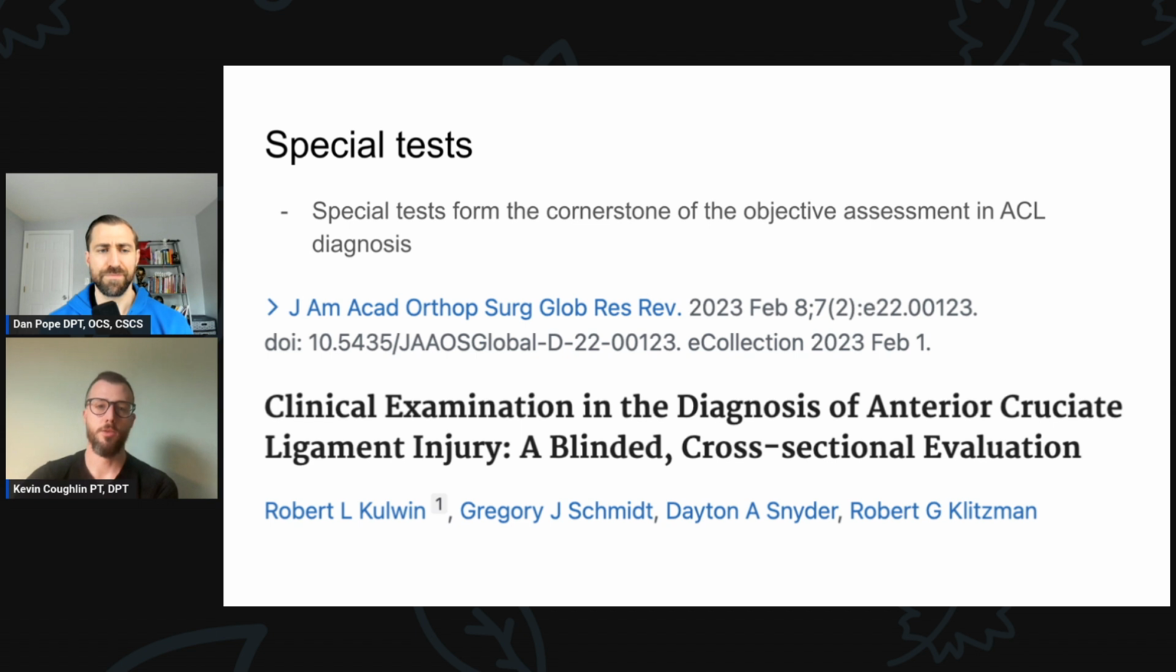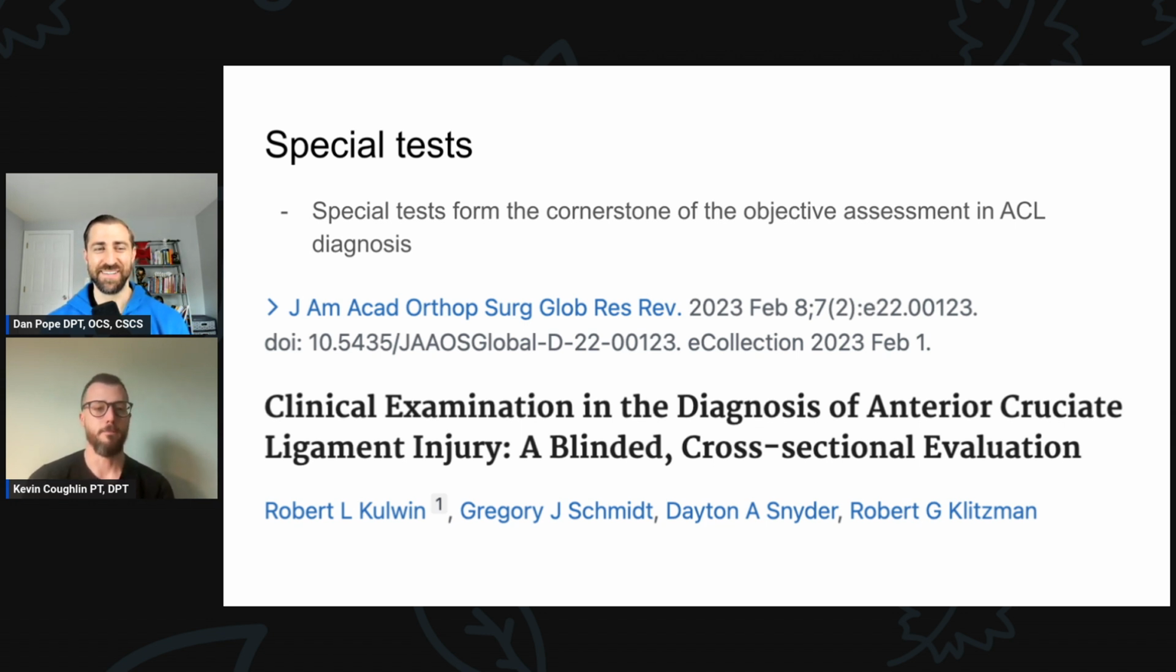But getting into the nitty gritty of this episode is figuring out if our special tests are valid and what tests we should perform. Because if you tell someone you think they have an ACL tear, hopefully you have good testing to back that up, because I think it is a pretty significant diagnosis to lay on somebody. And you don't want to say the wrong thing, that you think they do, but then they don't, and they lose faith in you.